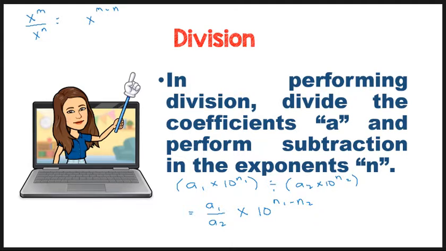And in performing multiplication and division, if you ended up with a number that doesn't satisfy the value of a, which should be between 1 and 10, then all you have to do is to move your decimal point to satisfy this condition. Okay? So let's look at this example.